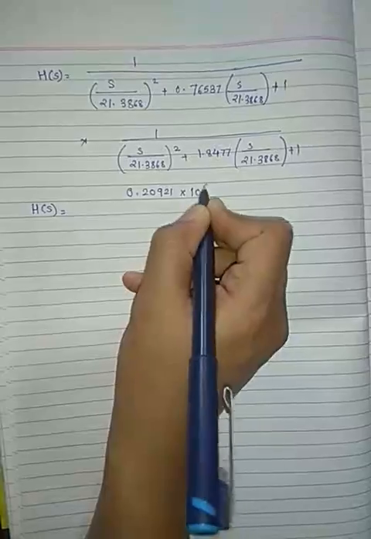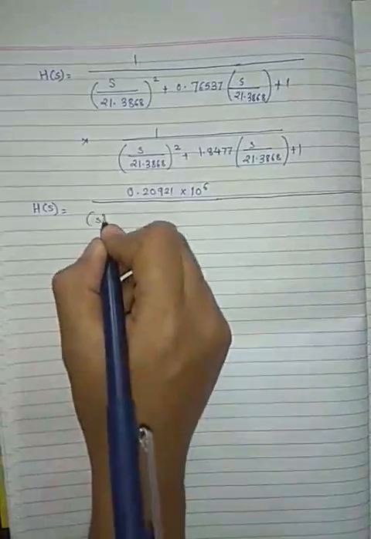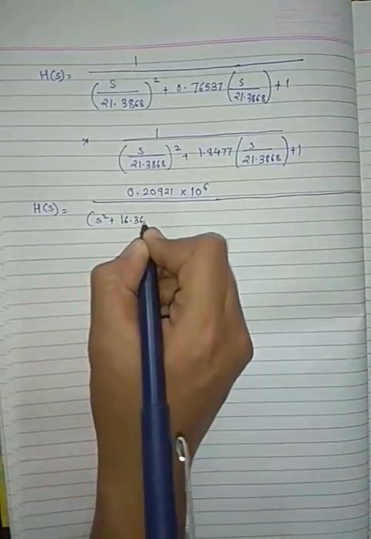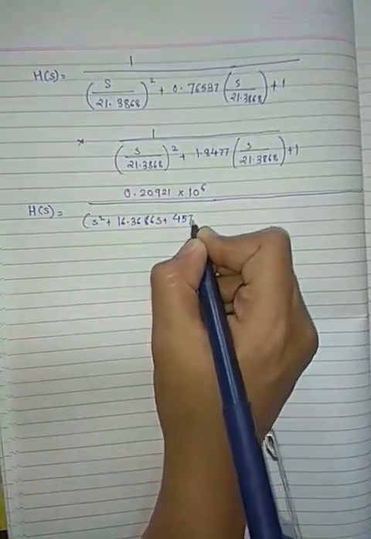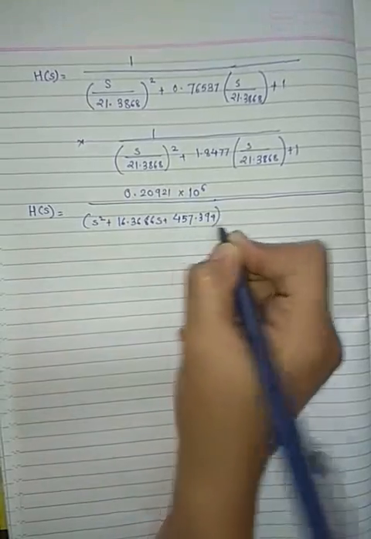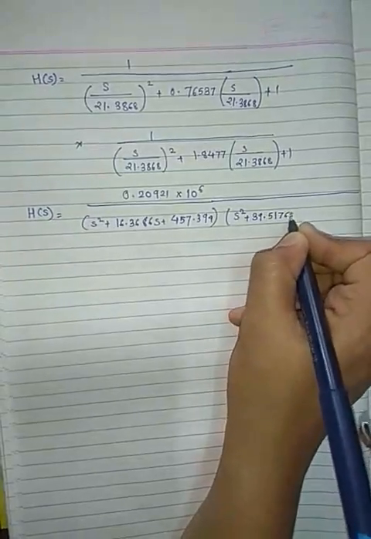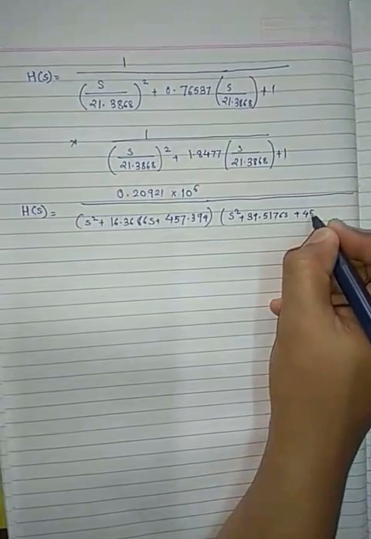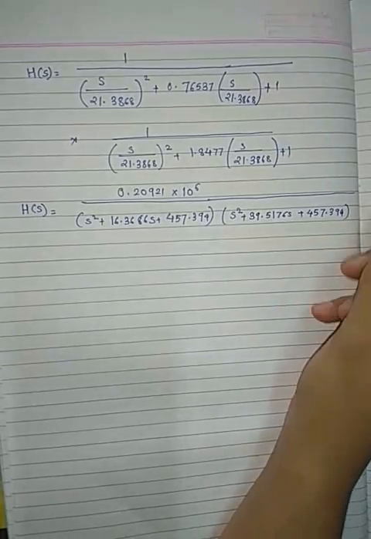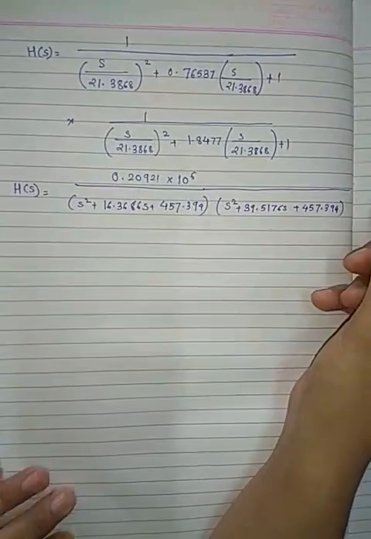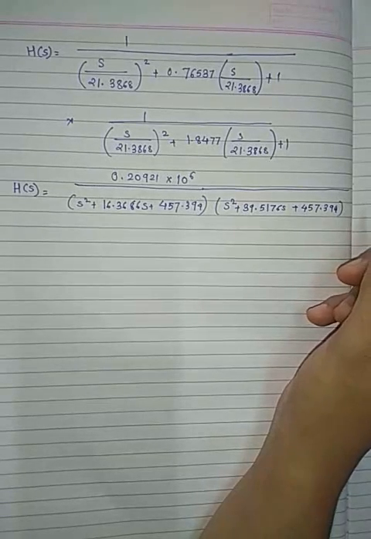0.20921 into 10 raised to 6 divided by (S square plus 16.3686S plus 457.394) multiplied by (S square plus 39.5176S plus 457.394). Okay, so this is our transfer function for the provided analog Butterworth low pass filter.